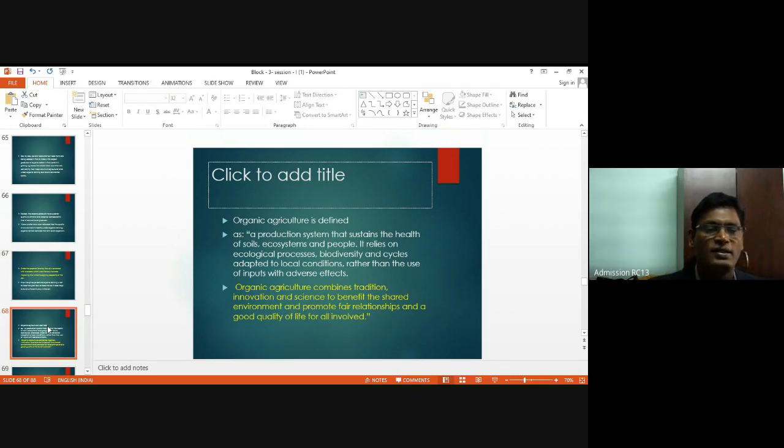Organic agriculture is defined as a production system that sustains the health of soil, ecosystem, and people. So not only is the health of the soil taken care of, but also the health of the ecosystem and the health of the people. That's why organic product values are considered higher. It relies on ecological processes, biodiversity, and cycles adapted to local conditions rather than the use of inputs with adverse effects. Organic agriculture combines tradition, innovation, and science to benefit the shared environment and promote good relationships and quality of life for all involved.